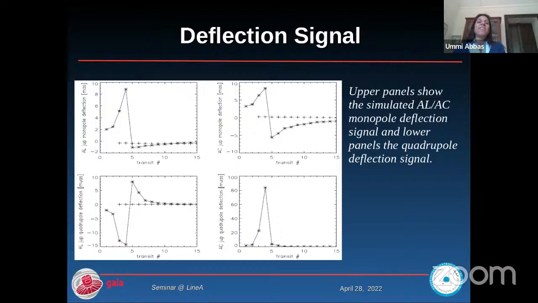Otherwise, we wouldn't even be able to disentangle the along scan quadrupole deflection signal as shown here. If we have it of the order of several tens of microarc seconds, then one can still do it. It depends on the scanning angle and all that, how Gaia scans across the field of stars. So this is just a simulated example.